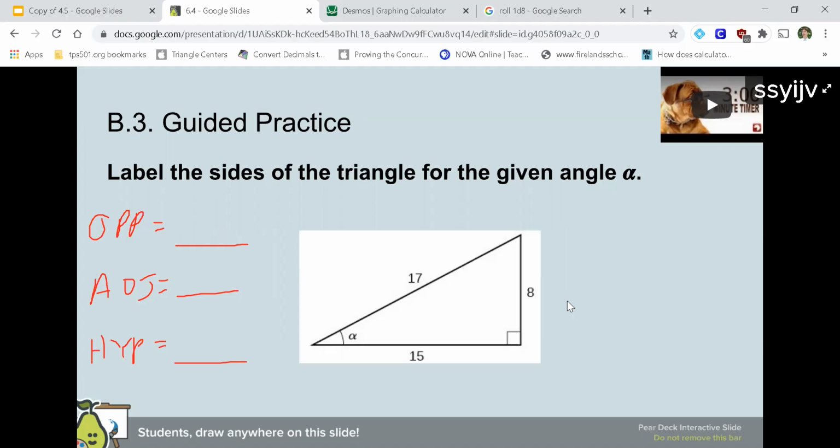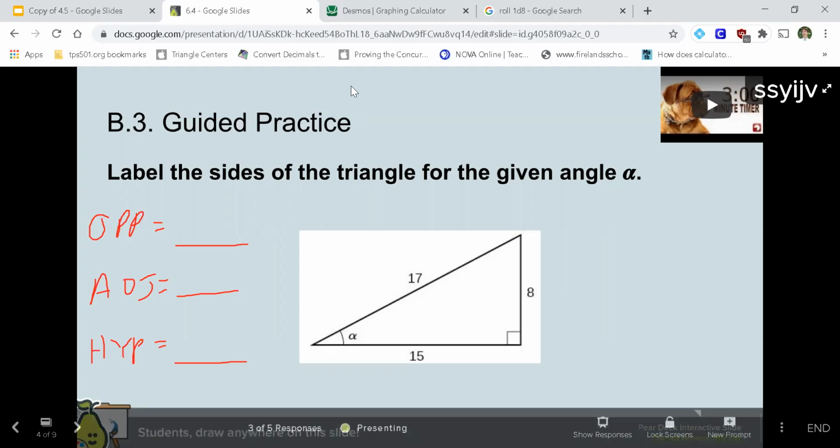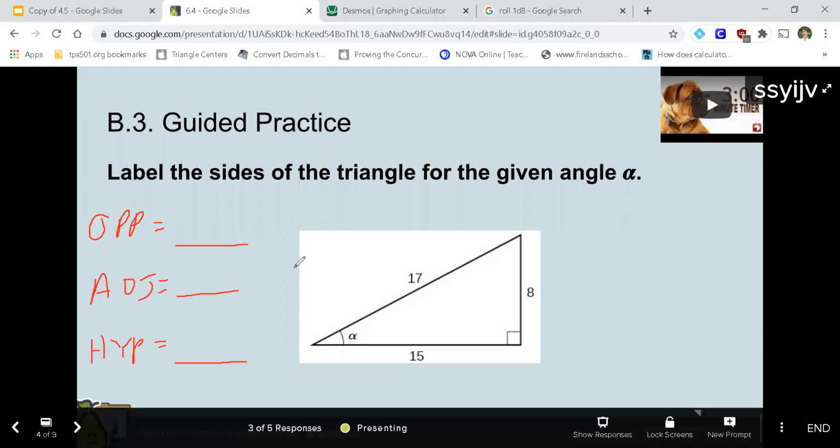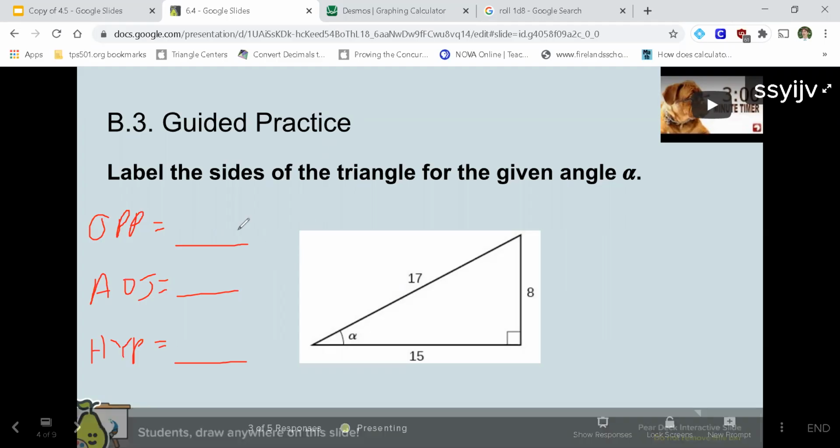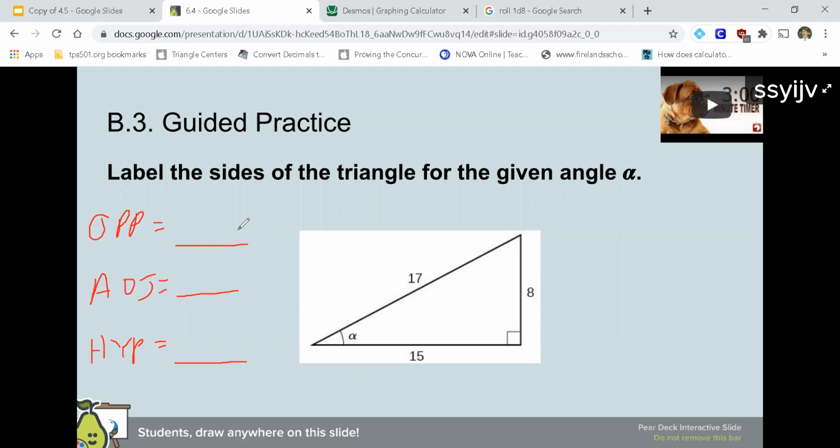A little bit. We'll do more of these. In fact, I think half the lesson is doing this. What I've seen so far is really impressive. I think we're picking this up. So which was the opposite? 8. Because it's across, it's not touching the angle.